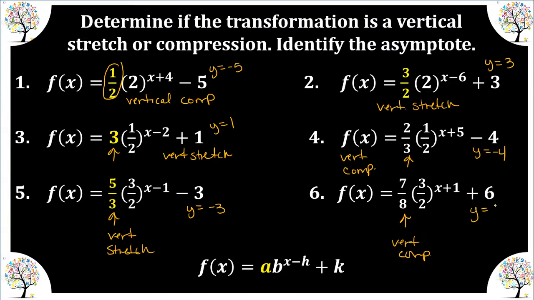Asymptote y equals 6. Now let me just show you an example. If you have f of x equals negative 2 with a base of 2 raised to the x, let's just keep it simple. The negative tells us it reflects across y equals 0. This 2, the absolute value of -2, is 2, which is more than 1. So this would be a vertical stretch. We would have a vertical stretch and a vertical reflection because of the negative.